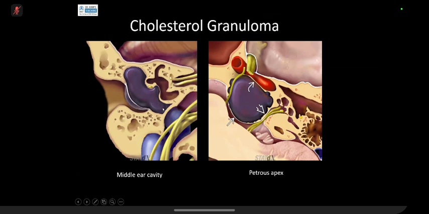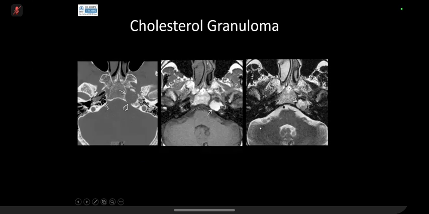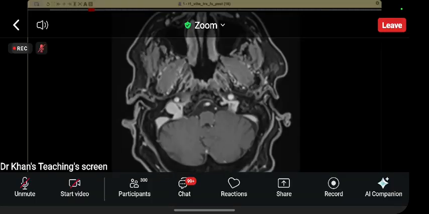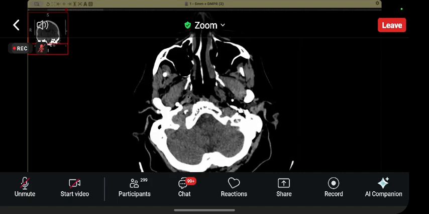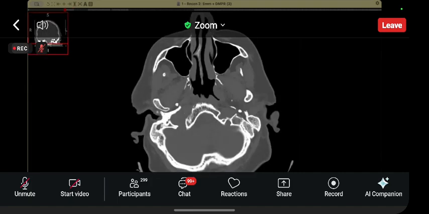Cholesterol granuloma, this is from the book, this is how it will look in the middle ear, and this is how it will look in the petrous apex. Another one where there is expansion here, and this is high signal on T1. So that was very well picked up and well done. And now let me go through the case quickly. So this was the expansion.